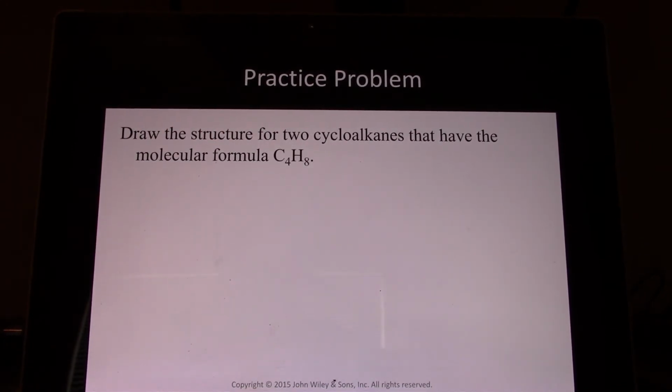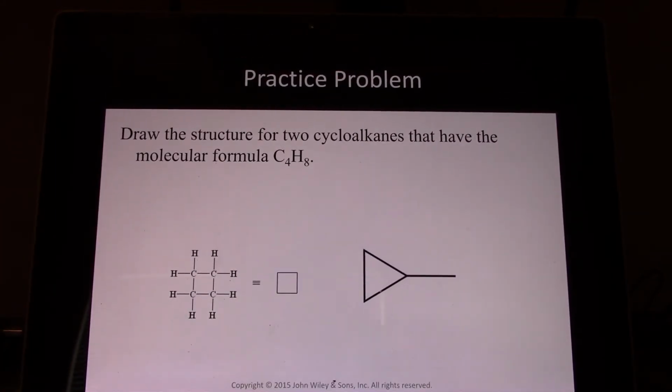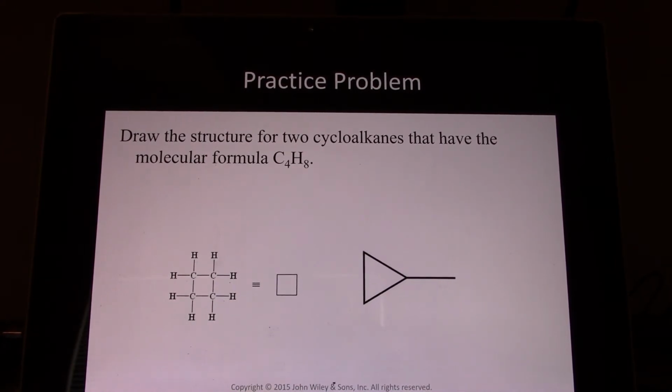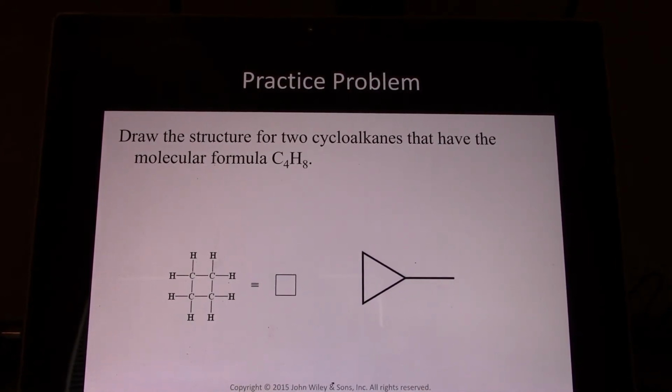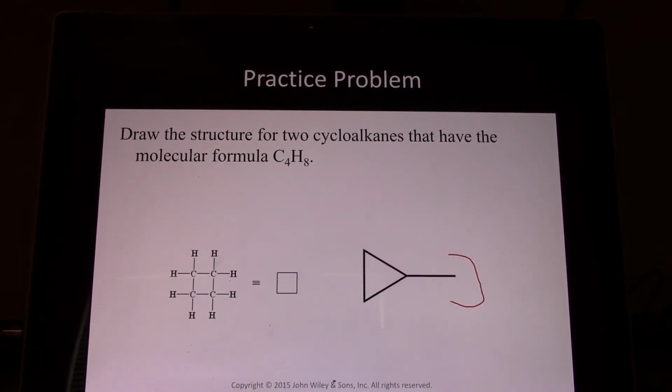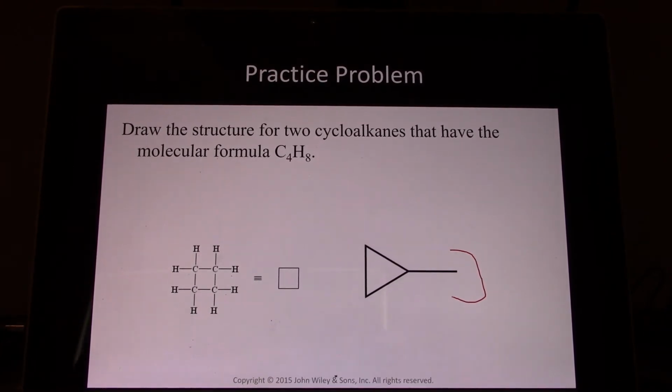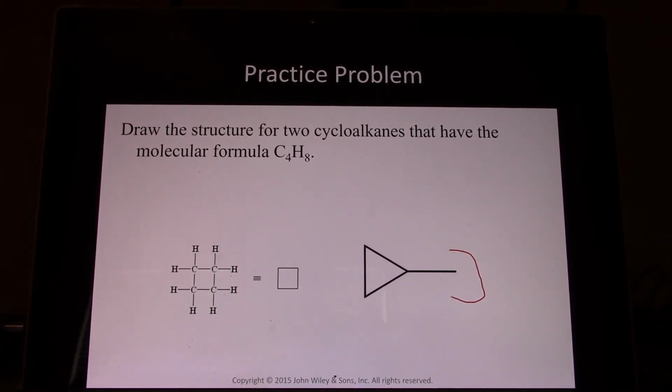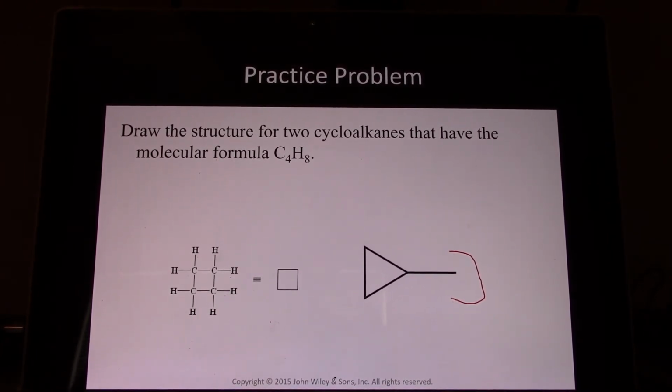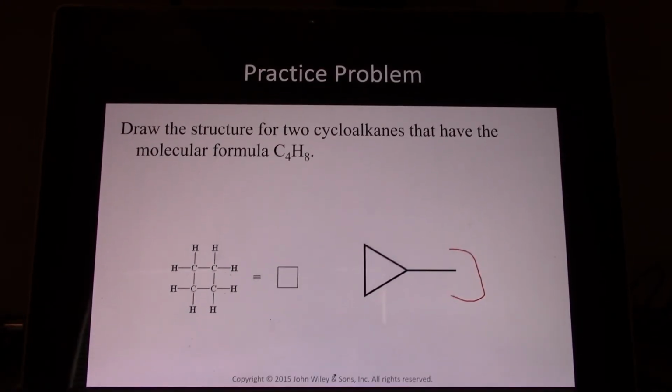So draw the structure for two cycloalkanes that have the molecular formula C4H8. Well, it can be cyclobutane, C4H8, or methylcyclopropane, also 4 carbons and 8 hydrogens. So both of those would be cycloalkanes, because one has a cyclobutane group, one has a cyclopropane group, and they're both C4H8.